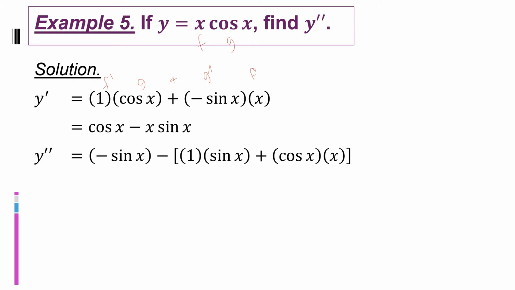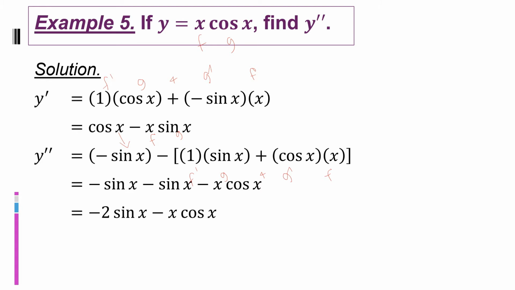Taking the second derivative, we have negative sine x minus, so eto, f na natin to, g natin to. So we have f prime times g plus g prime times f. Or that is now equal to negative sine x minus sine x minus x cosine x.